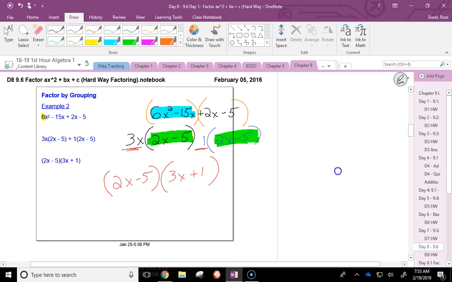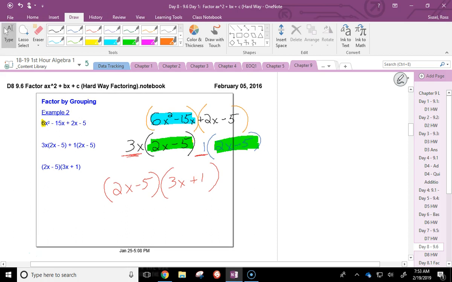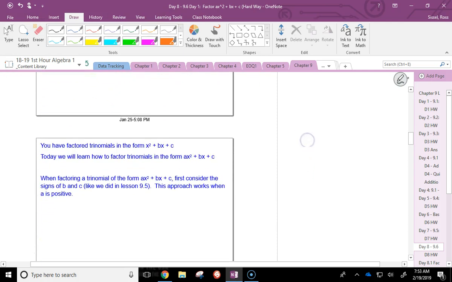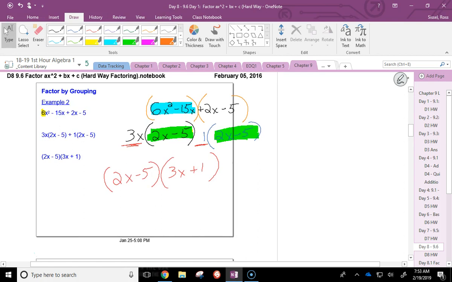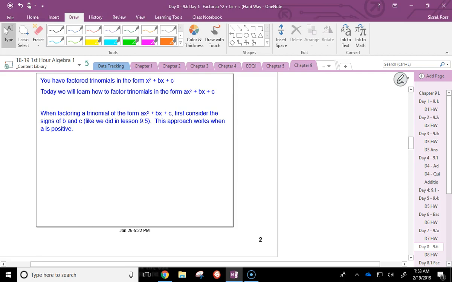This is exactly how we will factor when we have a number that is bigger than 1 for our a factor in this polynomial. All we're going to do is the same thing every time. Now, you're going to see there's a change. These ones have been set up for us. There's 4 terms. So I'm going to show you something. It says, you have factored trinomials in the form of x squared plus bx plus c. We did those regular ones, like x squared plus 2x plus 8. We've done that. Today, we're going to have to learn how to do it when a is more than 1. So, this is the extra step.